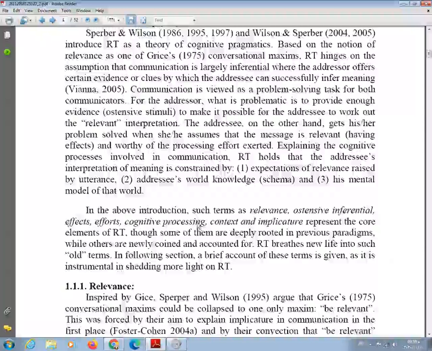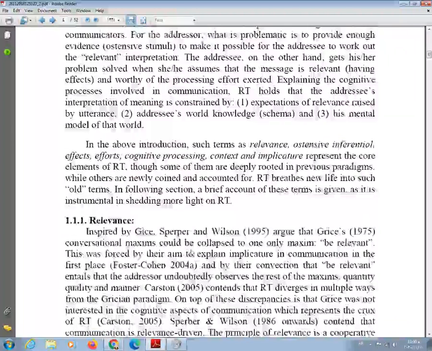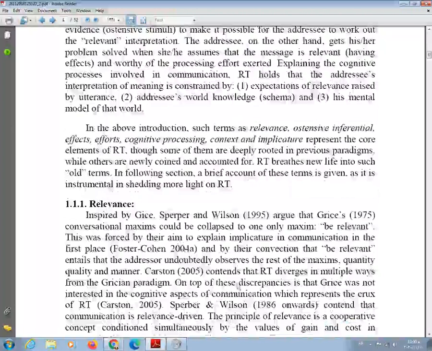And then we have context, all these terms are very, very important. Contexts. And then we have implicature, hidden meanings, hidden messages, implicated messages. All these represent the core elements of relevance theory. These are the main terms that we should know and should know how to define as long as we are studying relevance theory. We're not going to talk for so long about this relevance and so on.